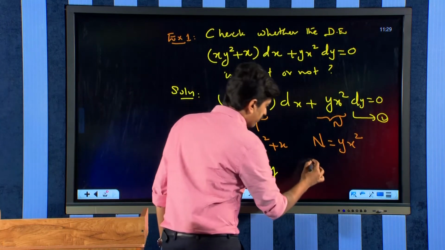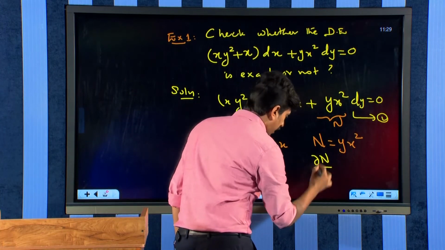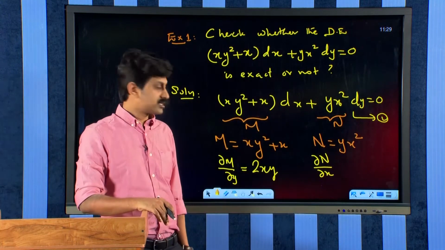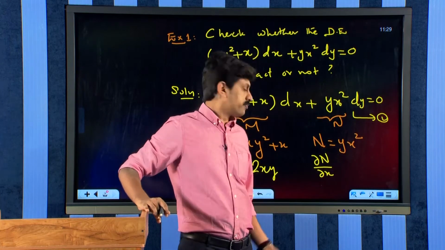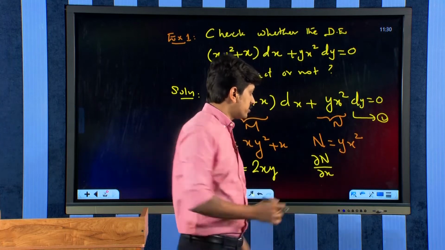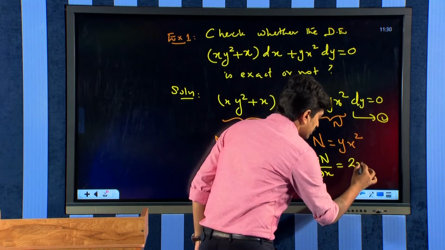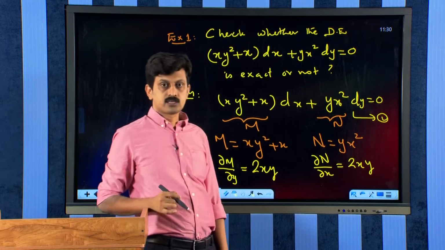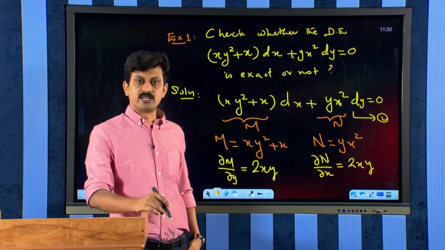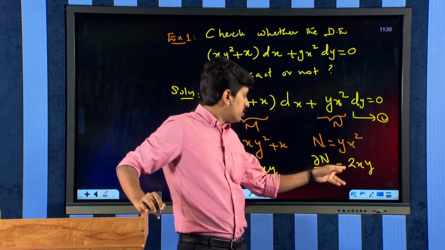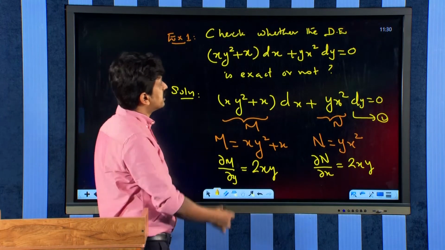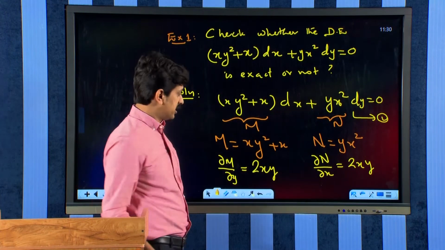Similarly, we have to find the value of ∂N/∂x. Here we have yx², and we are differentiating partially with respect to x. So, we can write this is equal to 2xy, or 2yx. From here we can say that ∂M/∂y is equal to 2xy, and similarly ∂N/∂x is equal to 2xy. So, we can say that the differential equation 1 is exact.